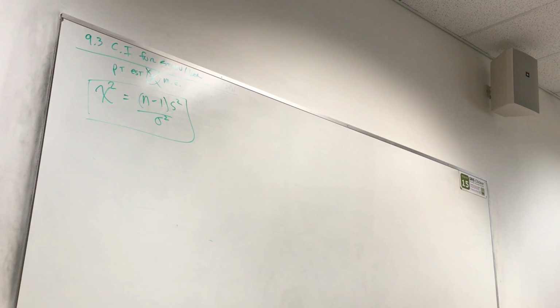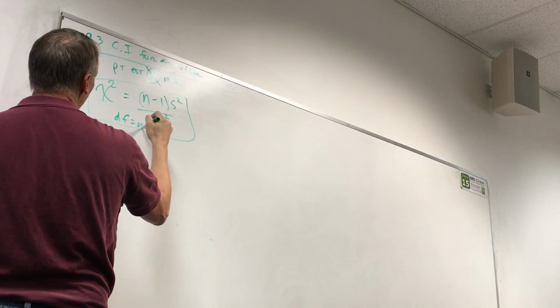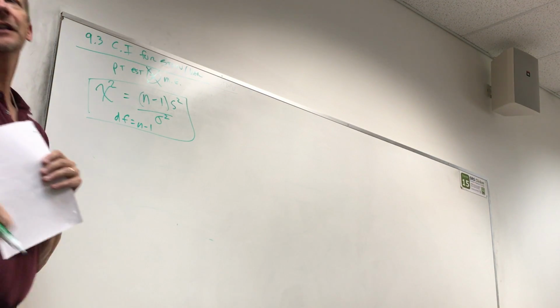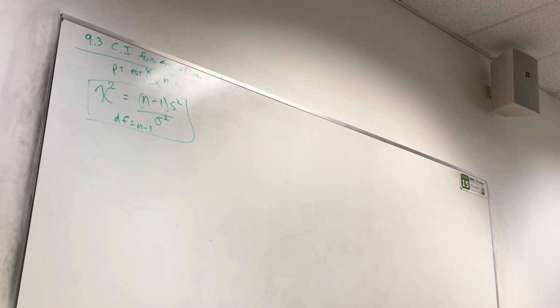So it's a nice simple thing, but also, like the t distribution, it has degrees of freedom equal to n minus 1. Now, later on in the semester, I'm going to give you a new degrees of freedom rule for the chi-square, but we're sticking with it for now.